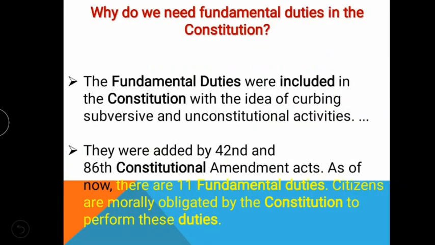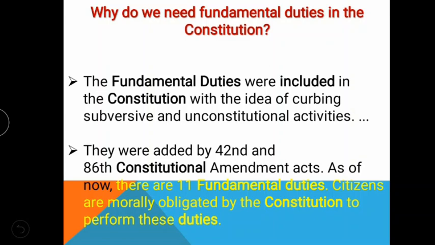Now the very first question that rises in our mind: why do we need fundamental duties in the Constitution? I have already explained in the beginning of the lecture. The fundamental duties were included in the Constitution with the idea of curbing subversive and unconstitutional activities. Understood? So it is included in the Constitution to curb subversive and unconstitutional activities.